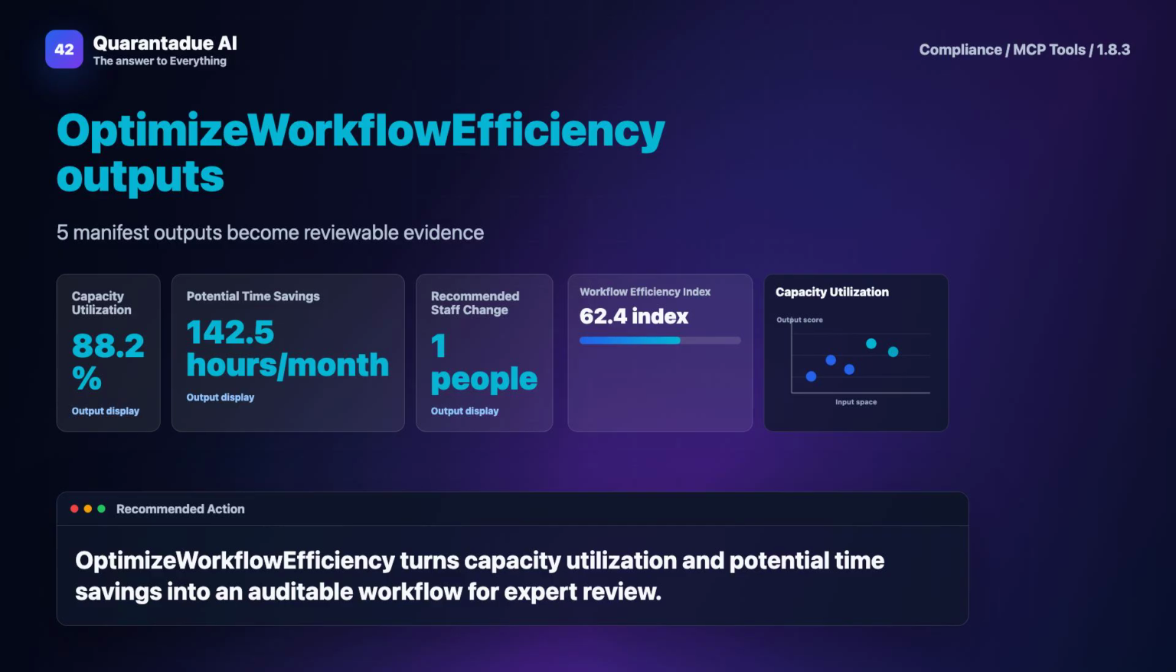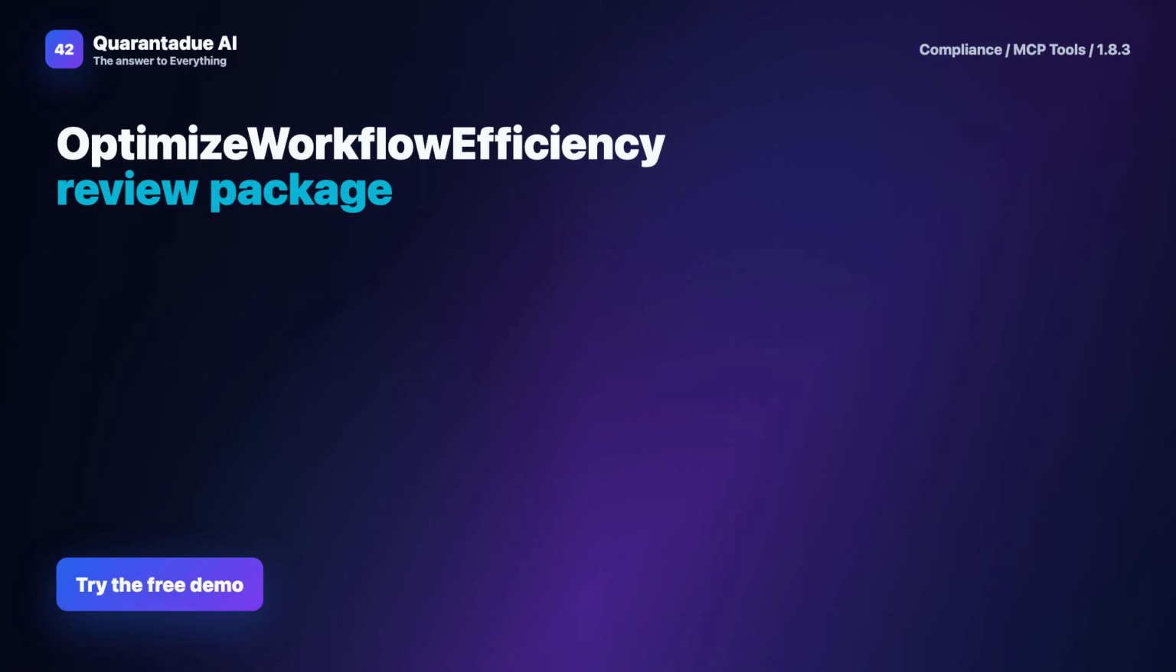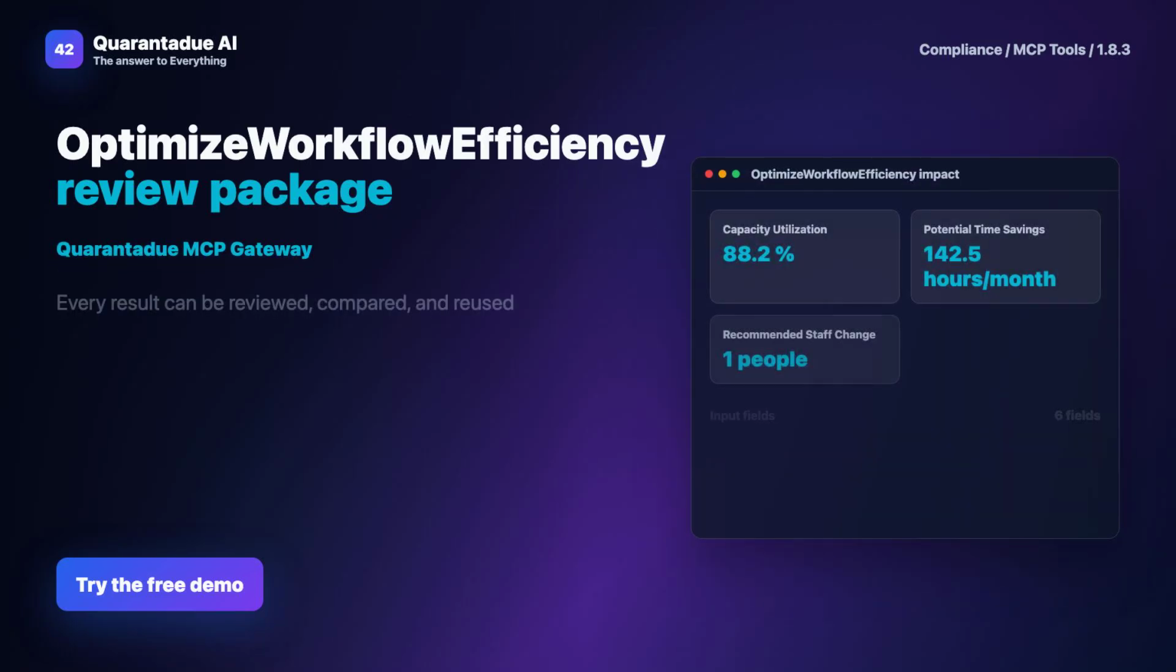Optimize workflow efficiency returns structured outputs such as capacity utilization, potential time savings, recommended staff change, workflow efficiency index, and detailed efficiency metrics. These outputs are designed to support review, reporting, comparison, and follow-up actions.